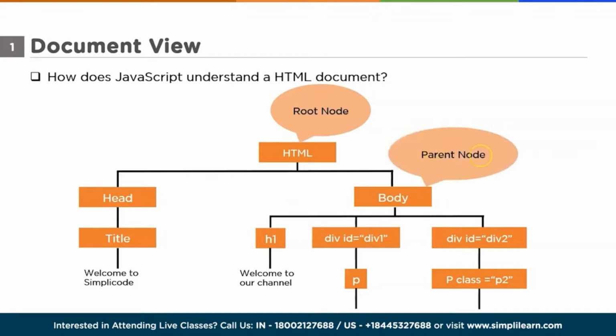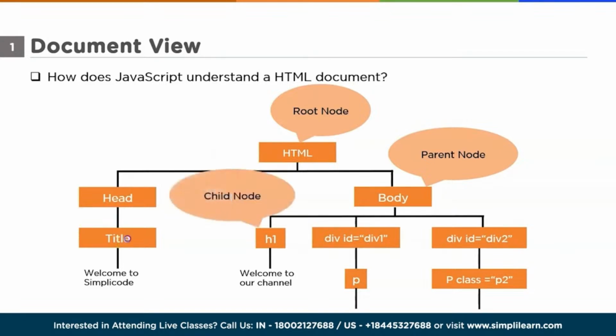You can see here we have so many children along with the body tag. We have h1, div, and we have div id equals to div2. We have two div tags and an h1 tag. Similarly, head is also a parent node as well as a child node: a child node to this HTML and a parent node to title, right? So the HTML tag has two children, which are head and body. The head is the first child and the body is the last one.